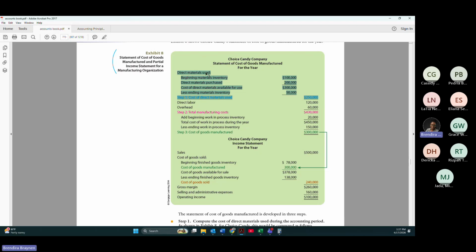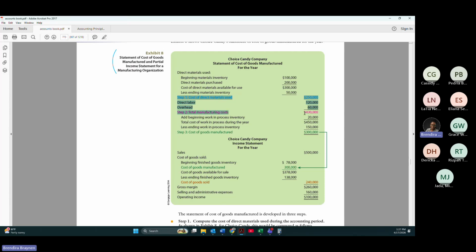So for direct materials used, we start with our beginning direct material plus our direct materials purchased. That gives us the cost of direct materials available for use. We subtract ending material inventory, and that gives us our cost of direct materials used. So 100 plus 200 is 300, minus 50 is 250.